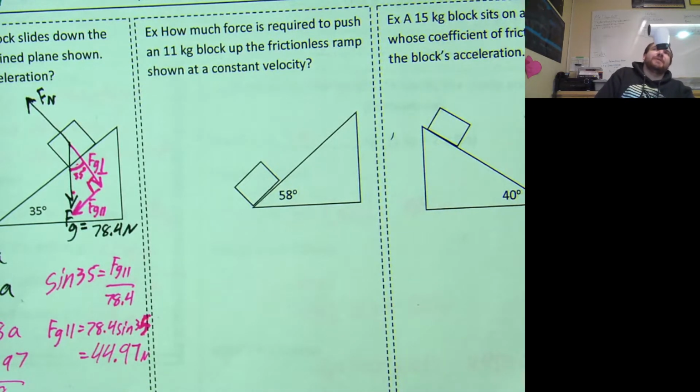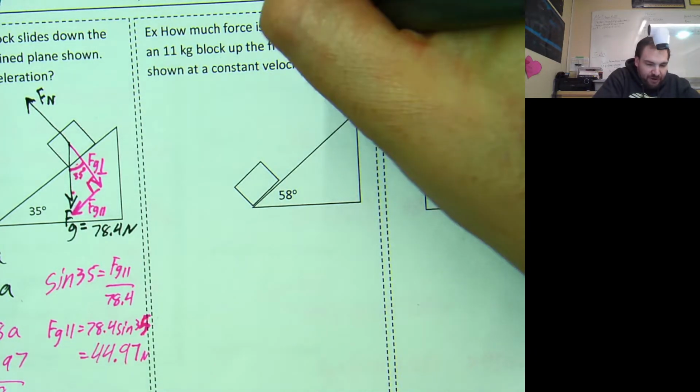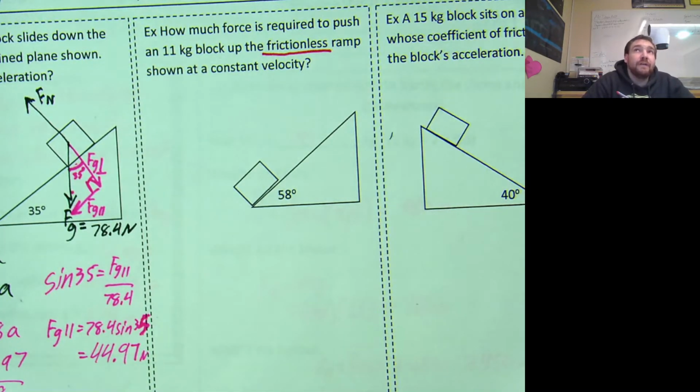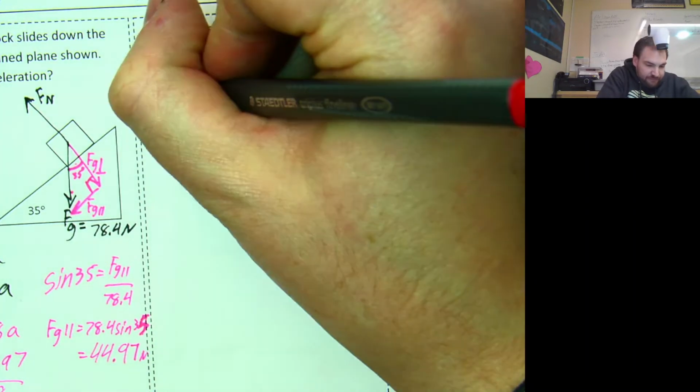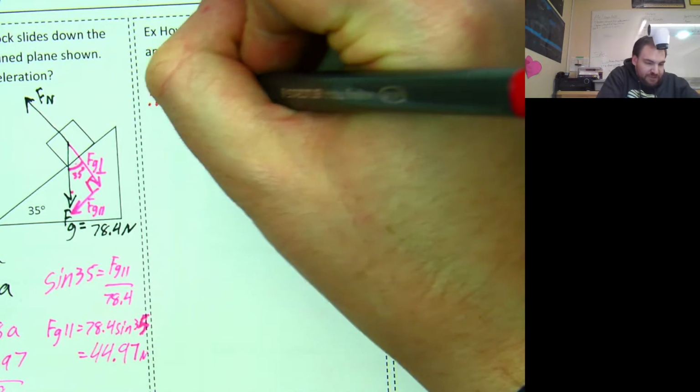So a similar style of question might be this one. How much force is required to push an 11 kilogram block up the frictionless ramp shown at a constant velocity? Let's talk this thing through first. What is important to pull out of this question? Yes, the answer. Thank you, Manuel. So helpful. Frictionless is important. What else is important? Constant velocity is also important. Constant velocity implies what? Which implies what?